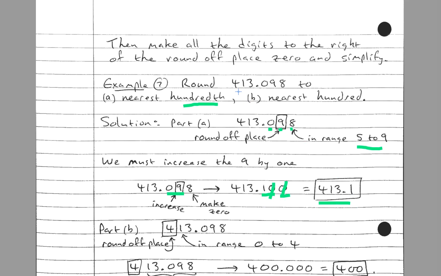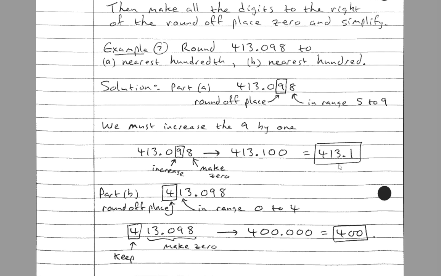Okay, so 413.098 to the nearest hundredth is 413.1. Yeah, I guess you could have kept that 0 just to include the hundredths, but it's not necessary. It's saying this whole number is closer to 413 and 10 hundredths. Your other option was 413 and 9 hundredths, but 413 and 10 hundredths is closer to this number, or 413.1.